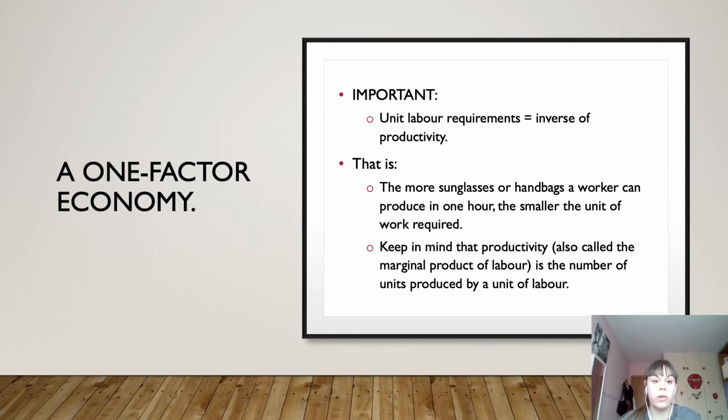Before continuing with our example of this one-factor economy in which we are producing sunglasses and handbags, we must take into account that in this case, the unit labor requirements are going to be the inverse of productivity. With this, I mean that the more sunglasses or the more handbags that a single worker can produce in an hour, the smaller the unit of work required. Because we must keep in mind that productivity, which is also known as the marginal product of labor, is the number of units that are produced by a unit of labor. Therefore, the higher the productivity is, the lower the unit labor requirements are, and vice versa.